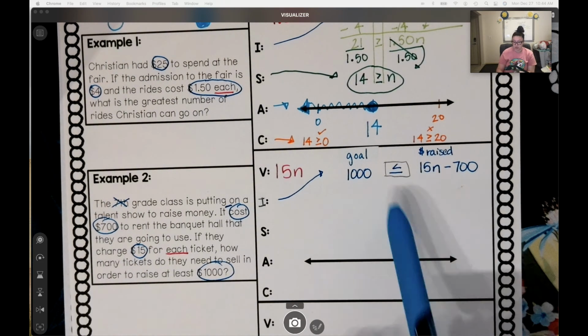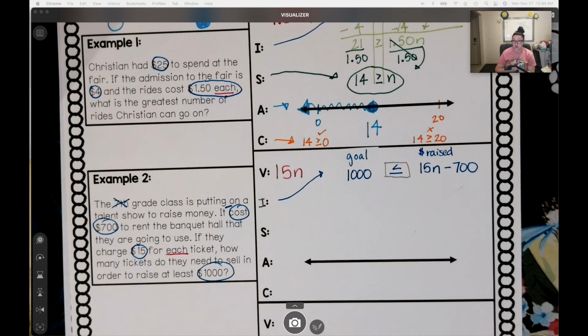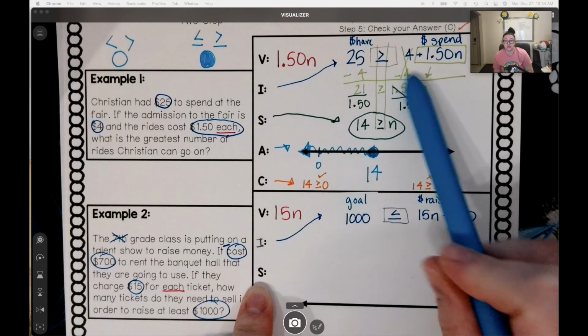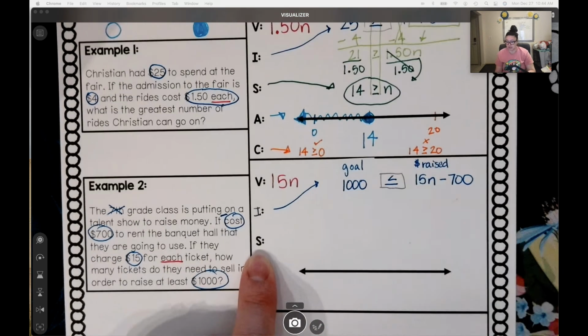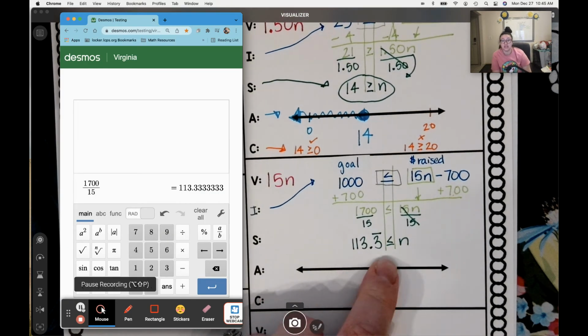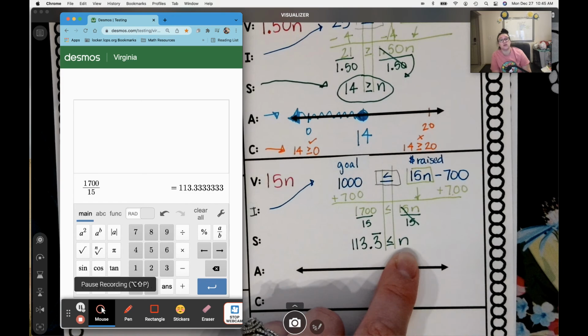If you need to go through and fix that inequality, please do. If you have questions about yours specifically, about why it is or isn't correct, please come find us. Otherwise, go ahead and just solve it. Just go through and solve those 2 steps for us. Hopefully you get that 113.3 repeating is less than or equal to n.